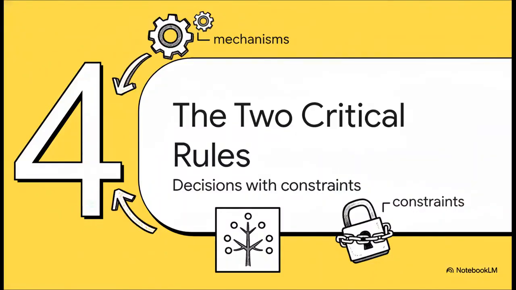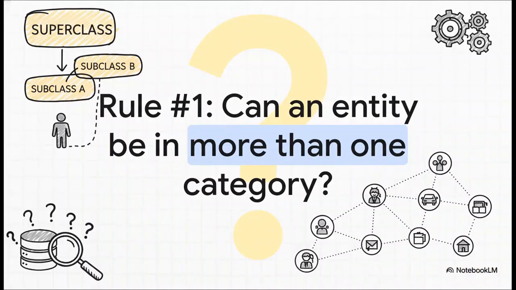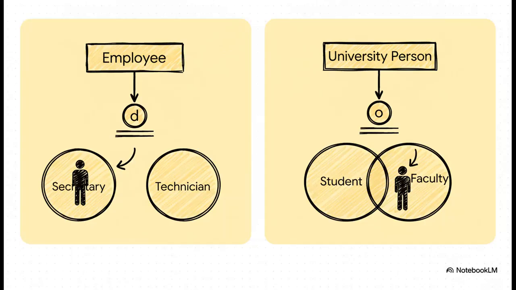Okay, now when you're the one designing these hierarchies, you have to make a couple of really important decisions. You can think of them as two critical rules or constraints that are going to define exactly how your categories behave. So here it is, rule number 1. This is the first question you, as the designer, have to answer. When you break a general category down into more specific ones, can a single person or thing belong to more than one of those specific categories at the same time? And your answer to that question leads you to two choices.